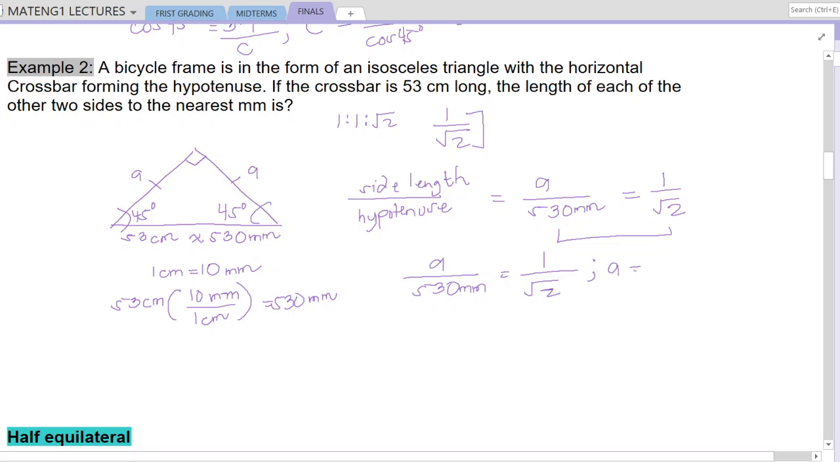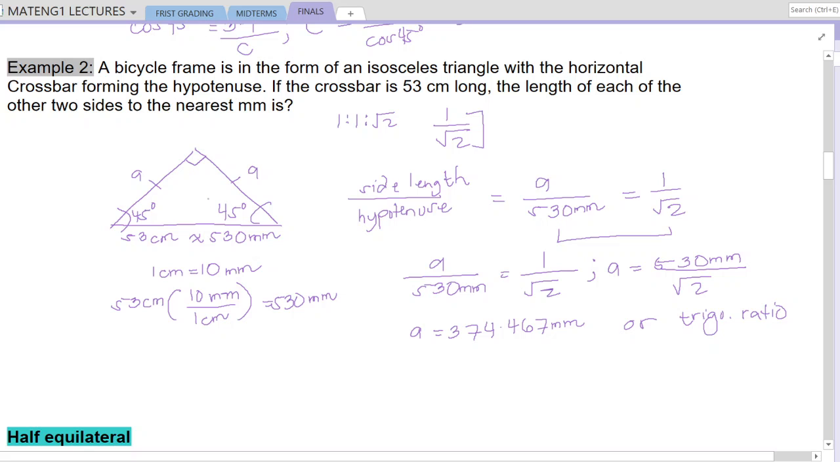That is A is equal to 530 millimeters divided by square root of 2 units. So the value of the leg is equal to 374.467 millimeters, or if we are going to use trigonometric ratio, having that, we use there 45 degrees.